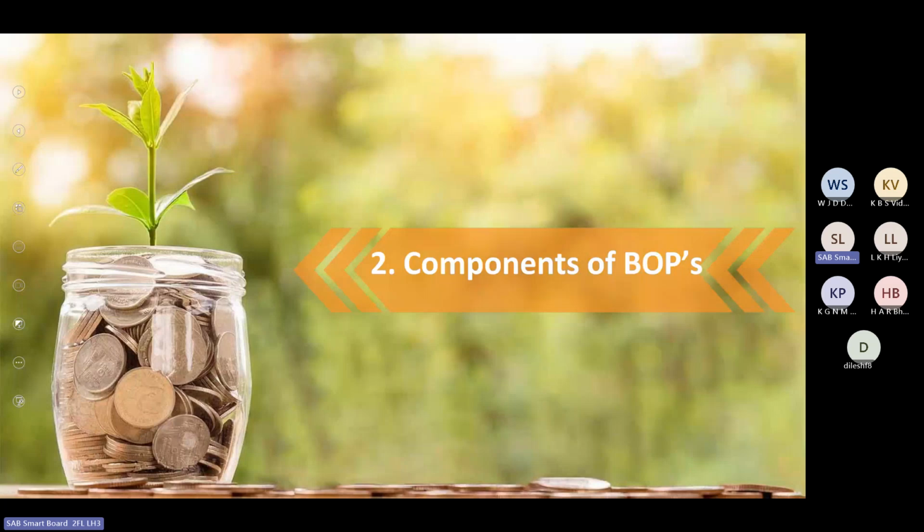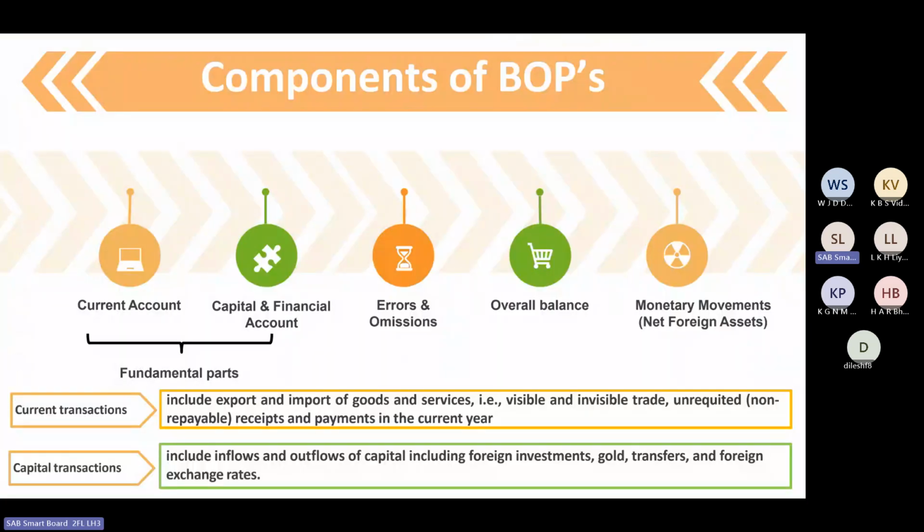Right, then we are moving to the components. You can see these are the main components of the balance of payment account. What are the accounts? One is the current account, the other is the capital and financial account. Mainly these two represent the balance of payment account. Errors and omissions and overall balances are available to make adjustments for these two main accounts, current account and capital account.